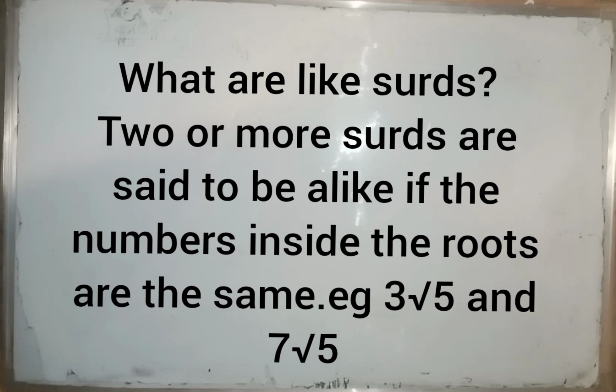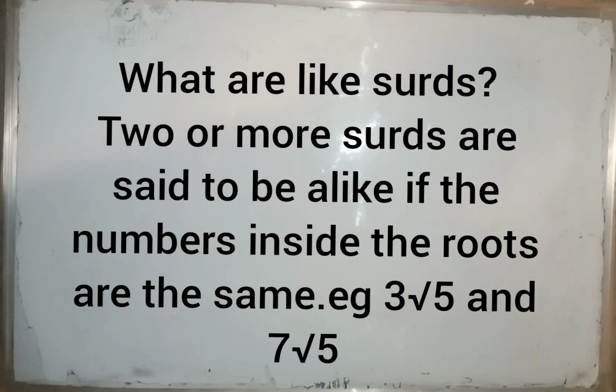For instance, 3 root 5 and 7 root 5 are surds in the same form. That means that we can add these particular surds together. But 2 root 5 and 3 root 7 are not in the same form. They are not alike, and therefore you cannot add or subtract these surds.